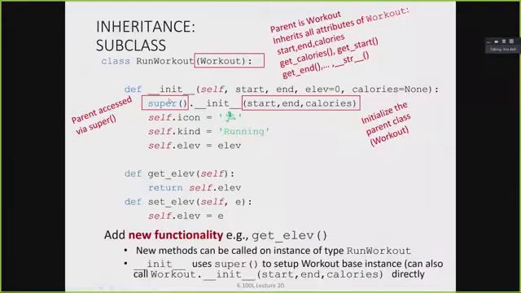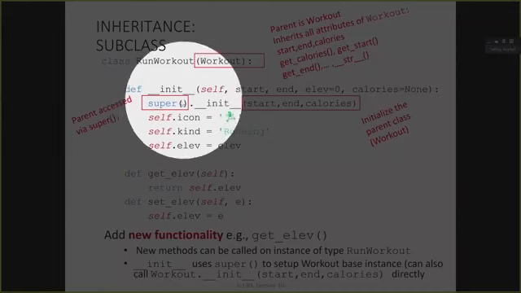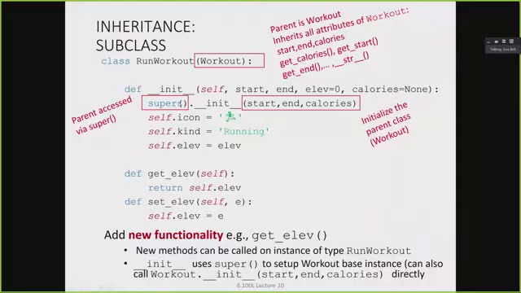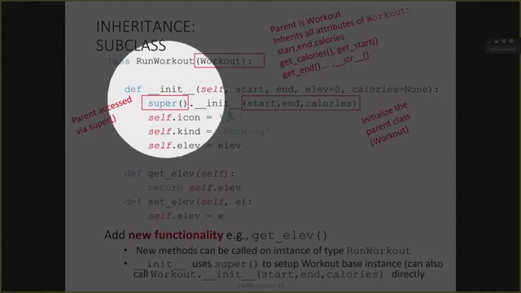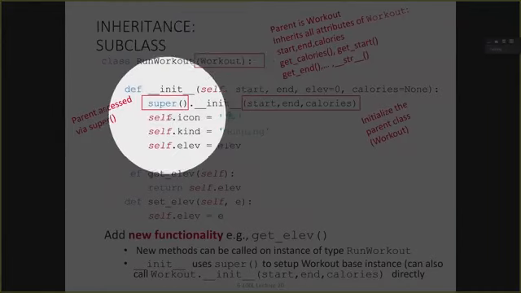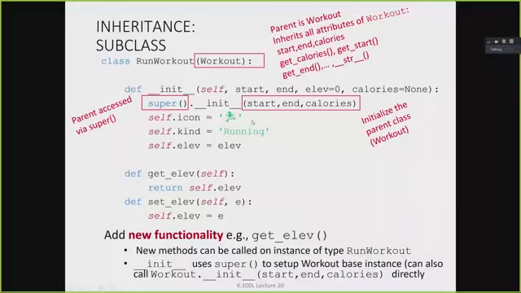Maybe you don't know who your parent is? In that case, you can just run this function, and it tells you who your parent is. But this line would work just as well if I said workout dot double underscore init double underscore. And that would be exactly the same as I had done last lecture.